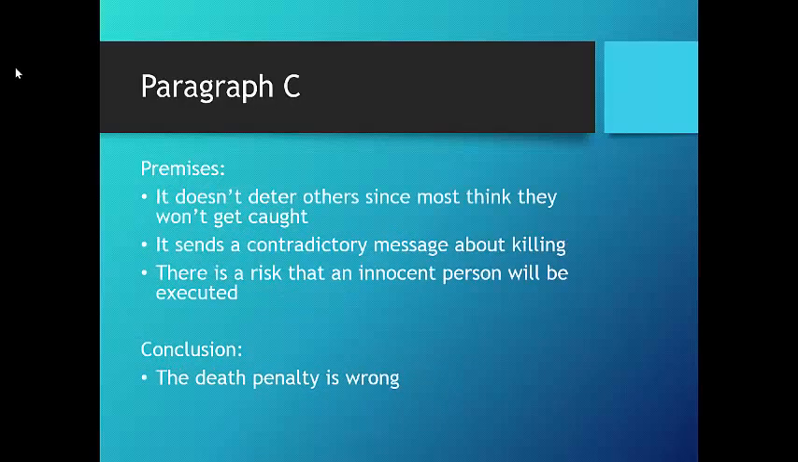And then finally, the third choice is a little more concise, right? We only have 3 premises leading us to the same conclusion, that the death penalty is wrong, based on the assertion that it doesn't deter people since they think they won't get caught. It sends a contradictory message, and there's a risk that an innocent person might be executed. So these are all very relevant to the conclusion. We don't know whether they're all true, right? Again, the first premise there is something that we would have to show to be true if we were really creating a complete argument here.